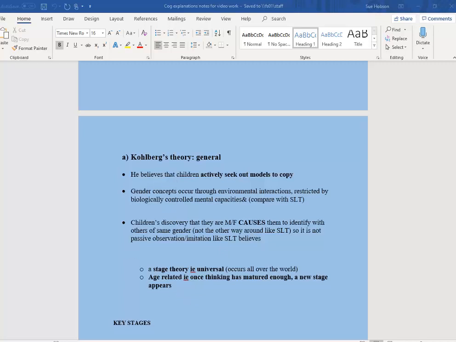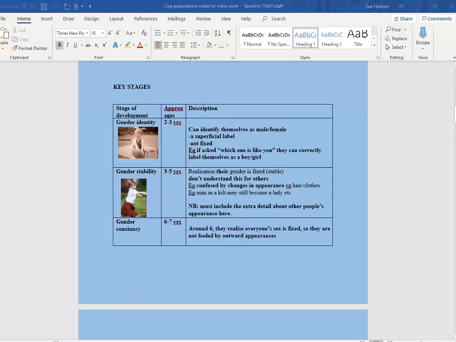This is what you would definitely need to include. These are the details, and you would need to include these 3 stages. The first stage is gender identity, roughly 2 to 3 years. Here the child can identify themselves as male or female, but it's just superficial. It is just a label, like giving somebody a name. It's not fixed, but if you ask them which one is like you, they could correctly label themselves as a boy or a girl.